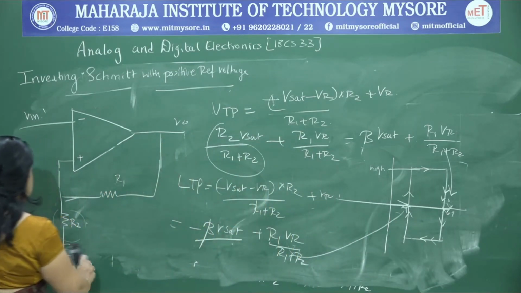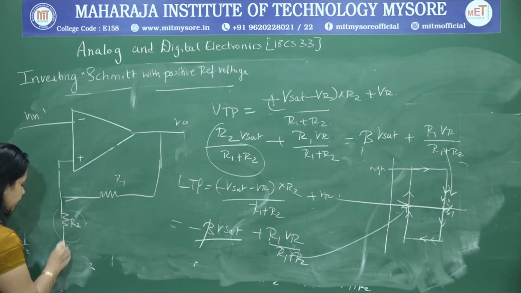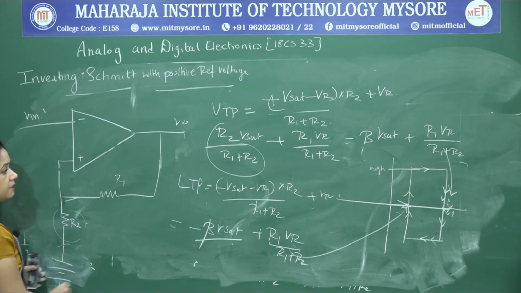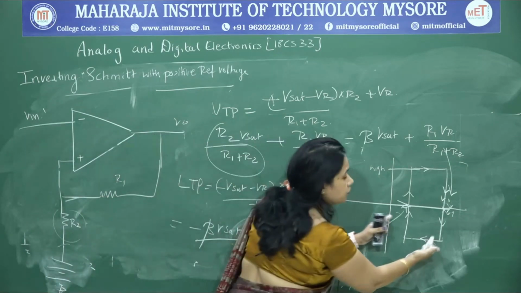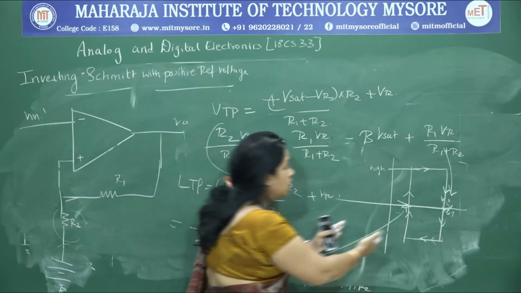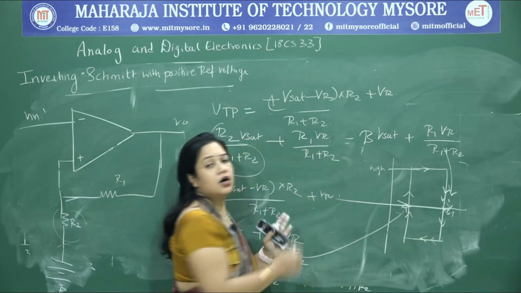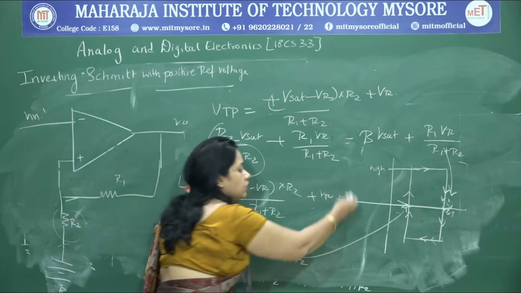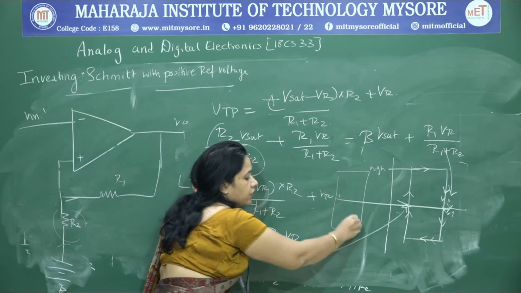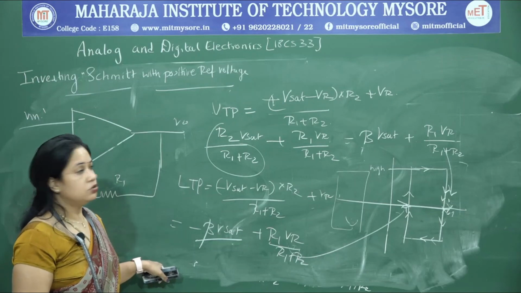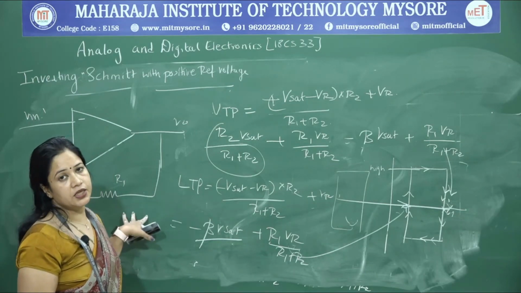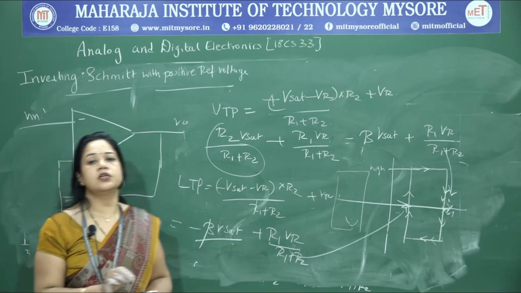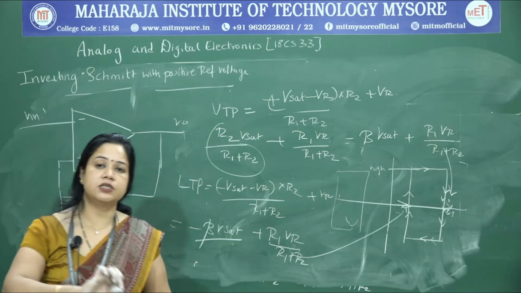If I reverse this voltage source and add a negative reference voltage, you do a similar analysis and you will see the hysteresis curve will be shifted to the other side of 0. So it is going to be shifted to this. You can do a similar analysis by considering the negative reference voltage. So this is with respect to the inverting Schmitt trigger.